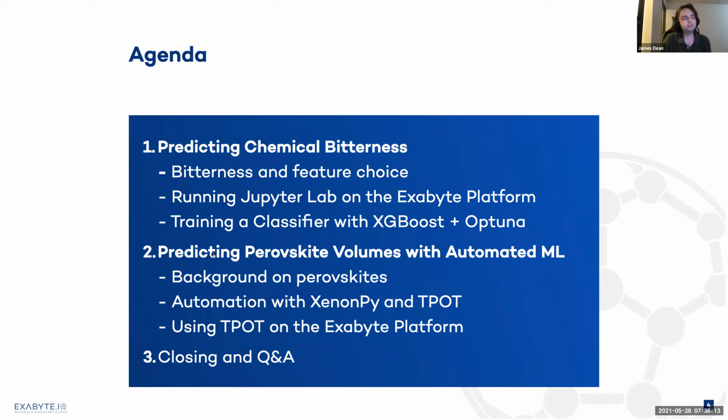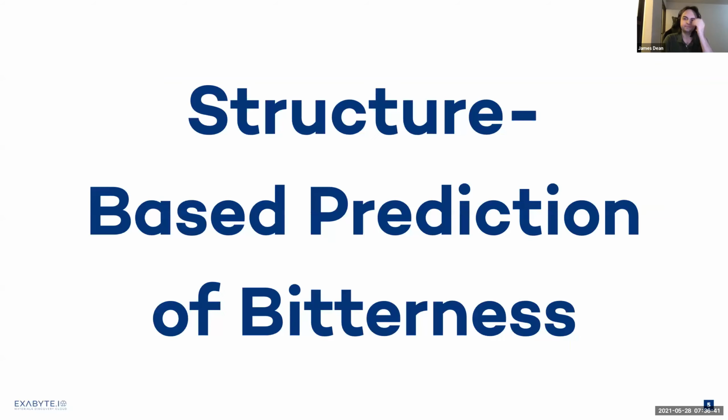Next up, we'll predict the volume of a Perovskite using a fully automated machine learning solution. As opposed to here, where we are going to be doing a very focused approach where we select features and then we know which model we want to use. Here, we don't know what features we want to use, so we just select a bunch of them, and then we fully automate the production of a machine learning pipeline using TPOT. And so this will be the more hands-off approach to machine learning. And then finally, we'll close out with some Q&A.